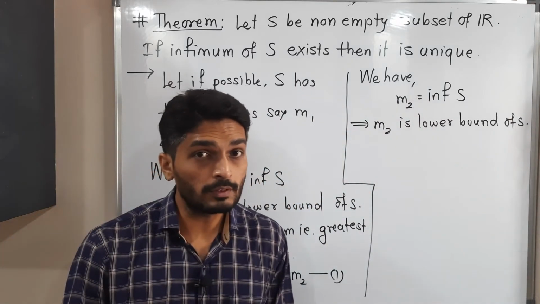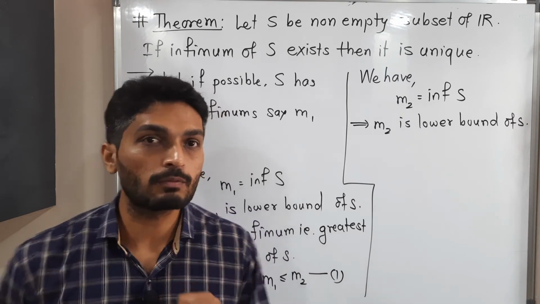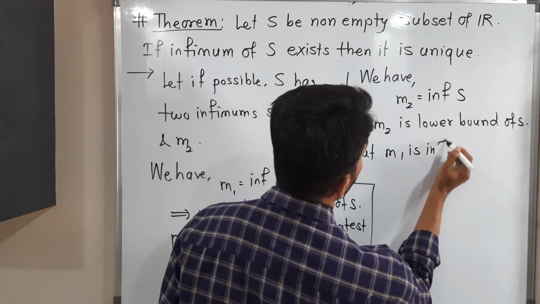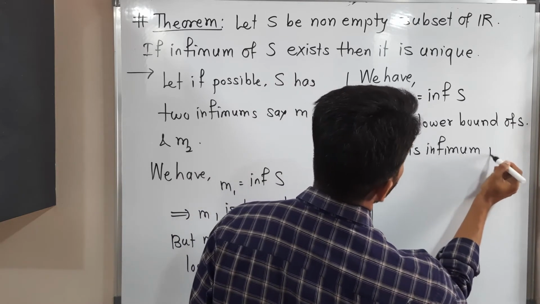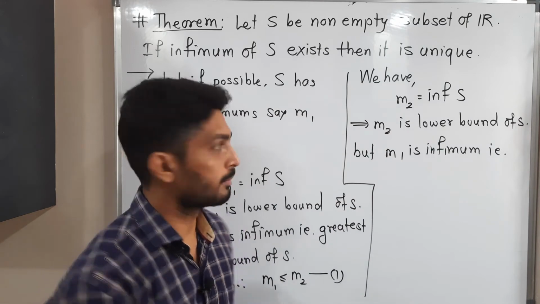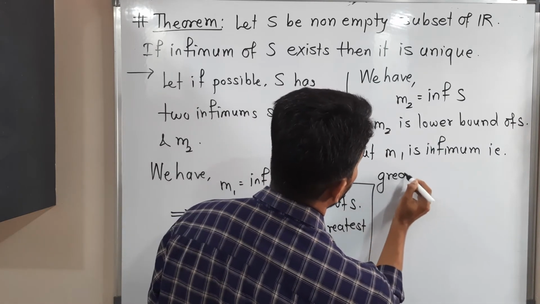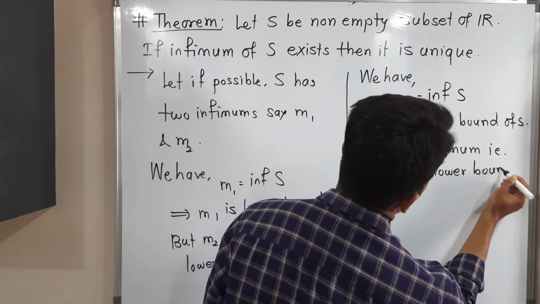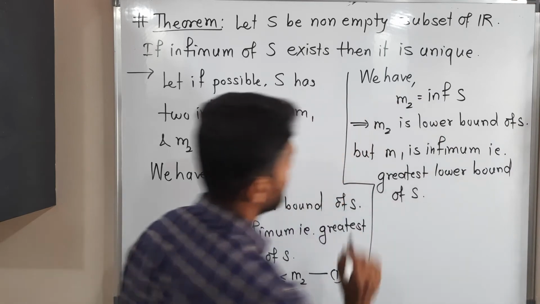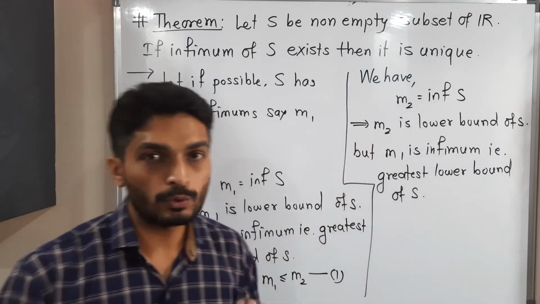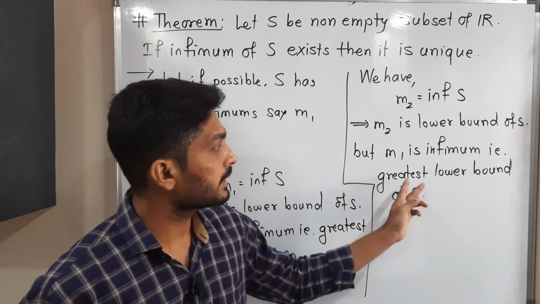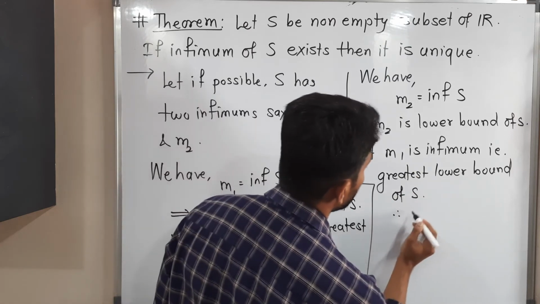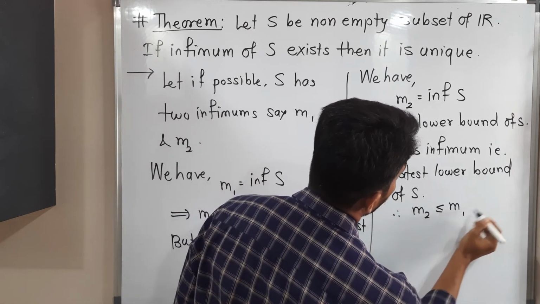See, we have M2 is infimum, similarly we have M1 is also infimum of S. So I will write, but M1 is infimum. Infimum means greatest lower bound of S. Okay. See what we get here, M2 is a lower bound, M1 is also a lower bound, but it is the greatest lower bound. So it is the largest lower bound. So therefore, obviously M2 less than or equal to M1, inequality 2.